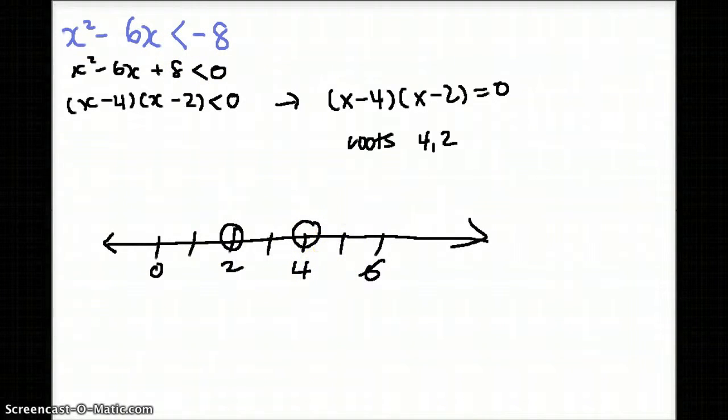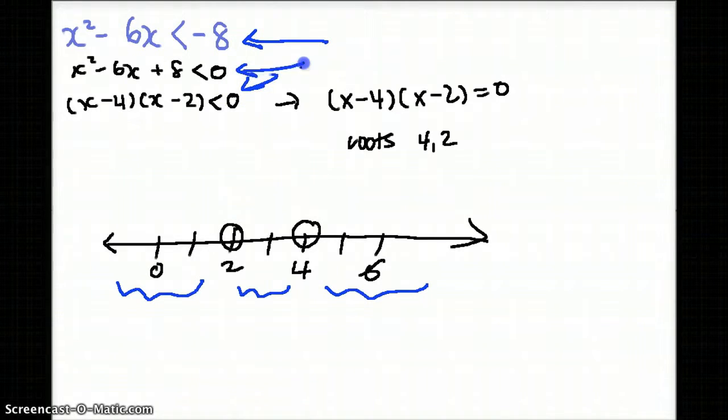Then what we're going to do is choose any number from this first region, which is basically any number less than 2, and then a number from the second region, any number between 2 and 4, and a number from the third region, any number greater than 4. We're going to plug that into this inequality right here, or we can plug it into this or this, it doesn't matter because they're all the same inequality. So we're going to plug it in to see if it satisfies the inequality.